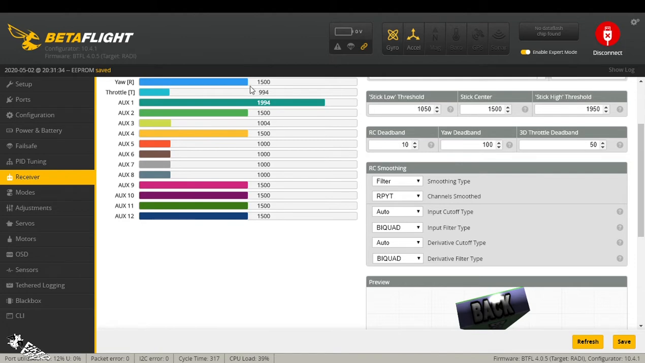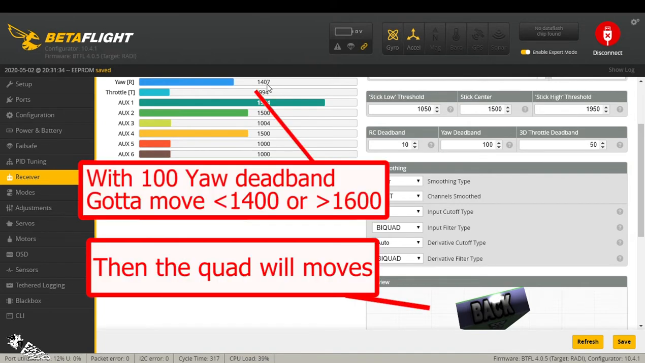So in this case, when I want to move my quadcopter on the yaw axis, I need to move the stick lower than 1400 or higher than 1600. I will show you here. Whenever I move the stick, see here, 14 and 15 something, the quadcopter is not moving. Only when I go lower than 1400 is the quadcopter moving on the yaw axis right here. The same thing happens on the other side. When I move the stick more than 1600, the quadcopter will start moving here. So that is the deadband.